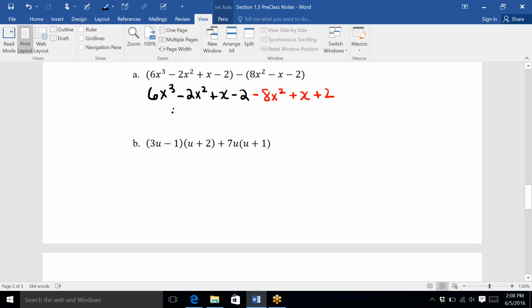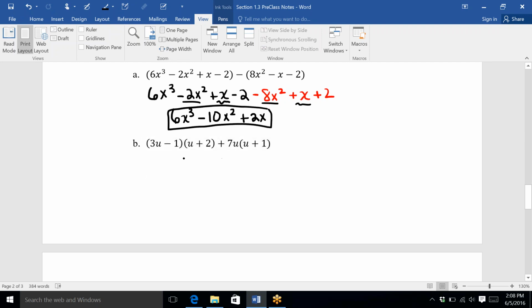Then you look for like terms. Well, 6x cubed, there's no like terms to go with that. The x squared, that's negative 2 and negative 8 added together, so that would be negative 10x squared. X to the first plus another x to the first would be plus 1 plus 1, so that would be plus 2x. Notice it doesn't turn into x squared. We are not multiplying here, we are adding. And then negative 2 and positive 2 would actually cancel out. So this is our final answer.